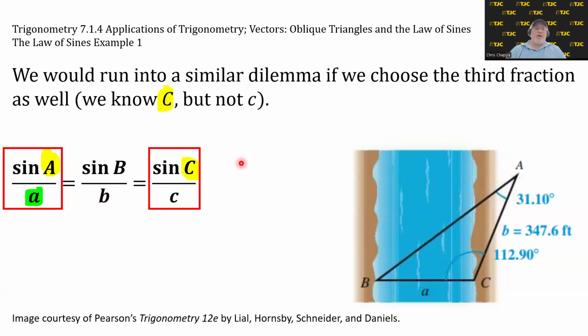And we run into the same problem if we choose the third ratio, sine of C over C, because we know angle C but not side C. So if we use these two ratios, we have an unknown value in the way, side C.